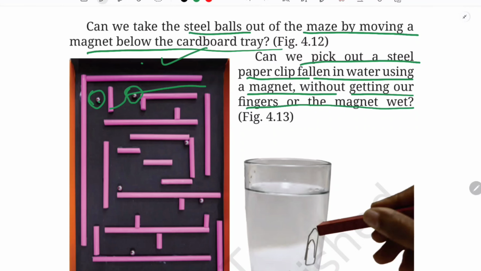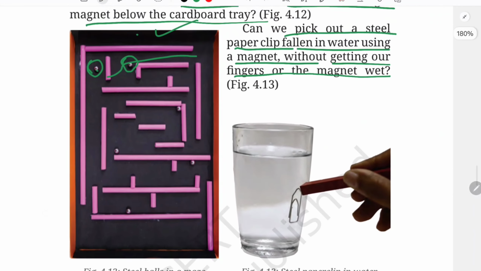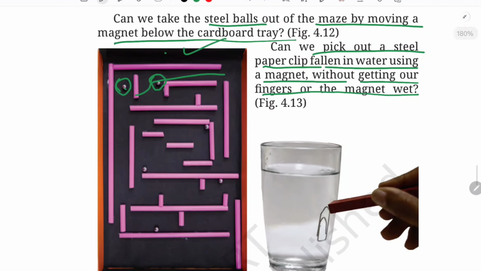Can we pick out a steel paper clip fallen in water using a magnet without getting our fingers or the magnet wet? Remember, the things that you are going to move should be metal and should have magnetic properties, that is, they should be attracted by magnets. Otherwise, if you try this with wood or a pencil or plastic, it will not move. Only use things which a magnet can attract.